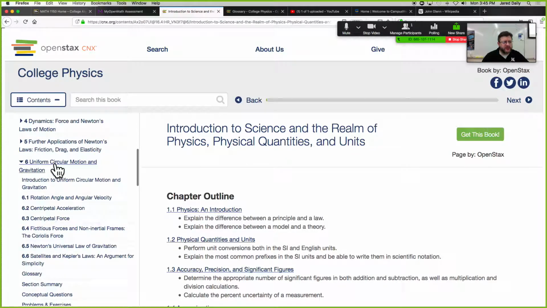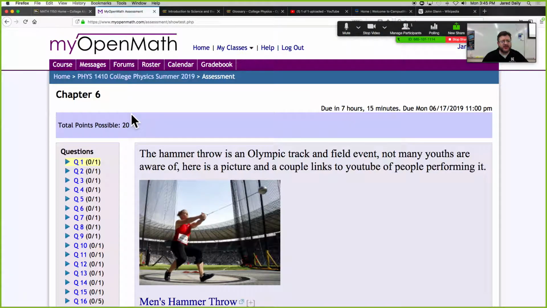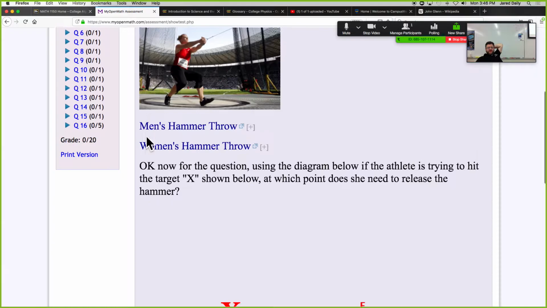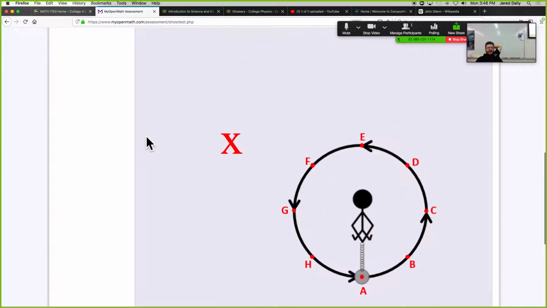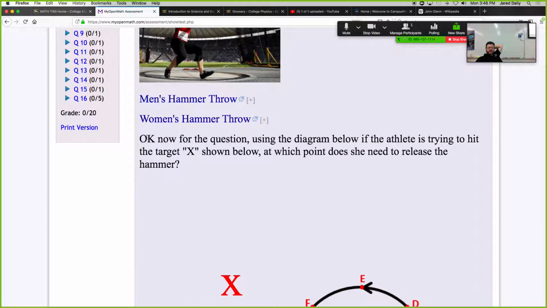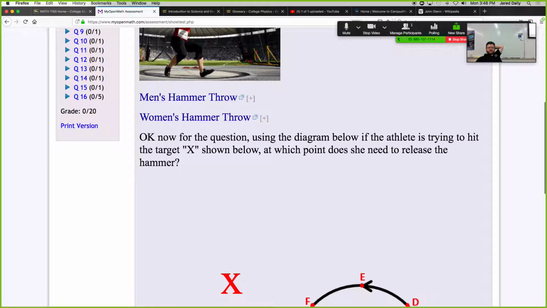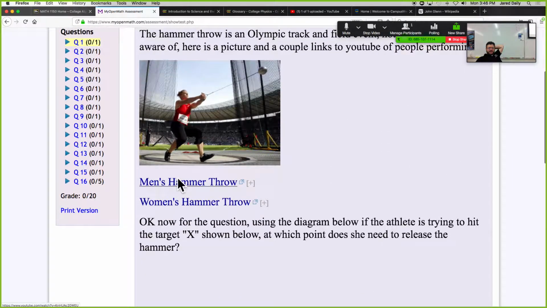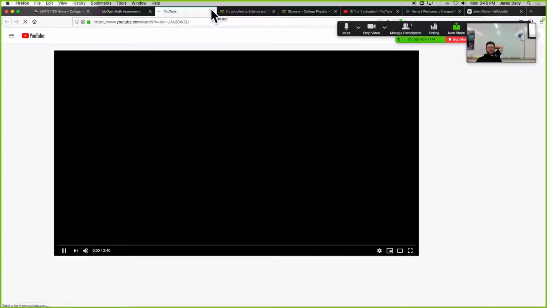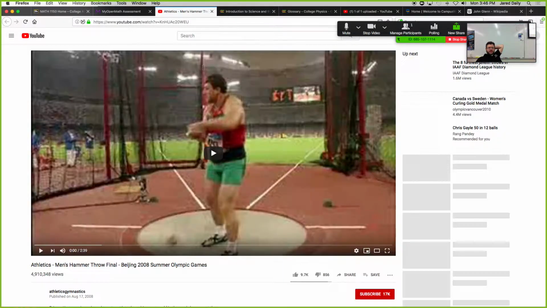So it's uniform circular motion, gravitation, and so we're looking for things that involve stuff like angular rotation and so on, just basic circular motion. What is this? Oh, they actually show you. It shows.